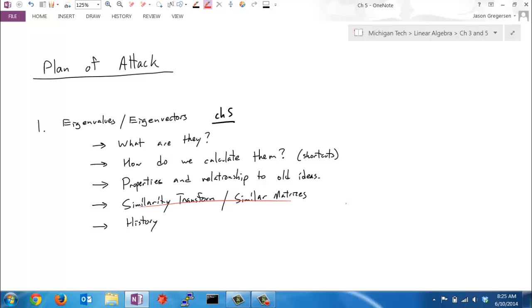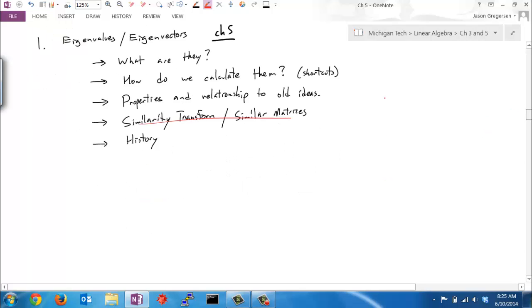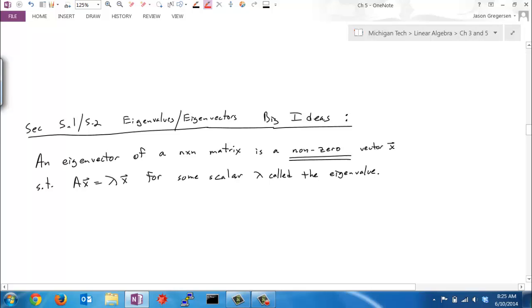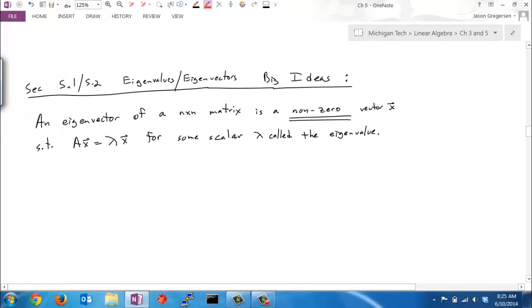How many people are going on to differential equations? A few. Okay. Most people take that right after this course, and you'll see why they're so connected as you get into differential equations. You have to calculate a lot of this stuff. All right, any questions about what we want to do today? Okay.